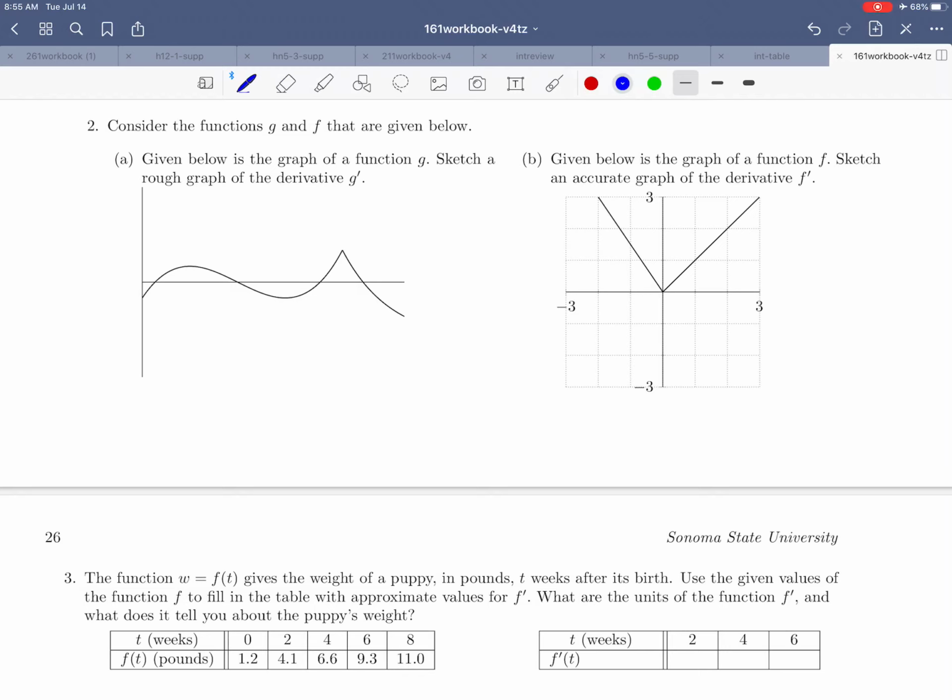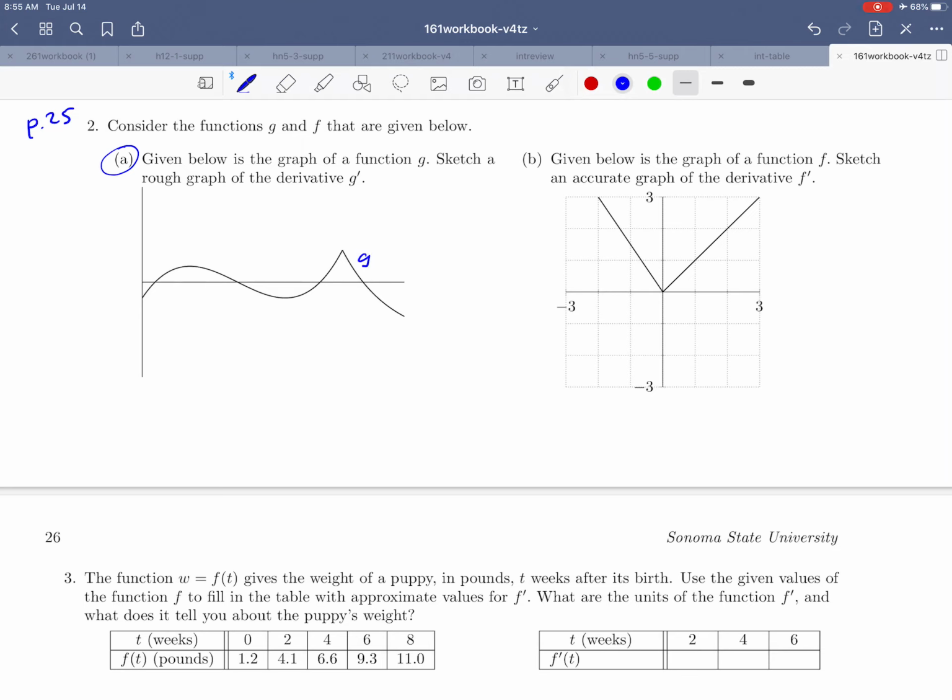Hello everybody and welcome to exercise 2 on page 25 of the workbook. Here's another exercise where they're giving us graphs of functions and asking us to sketch the graph of the derivative. Okay, let's start with part A here. So they're giving us the graph of a function g. I'm going to go ahead and just label it.